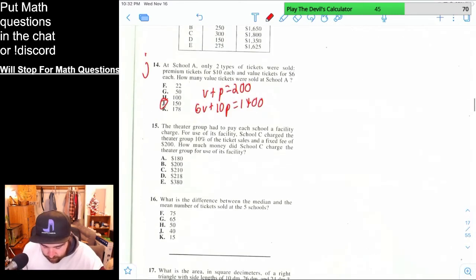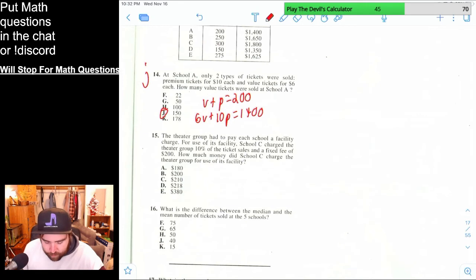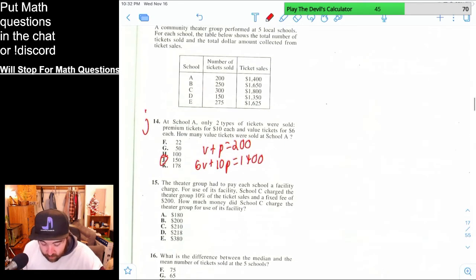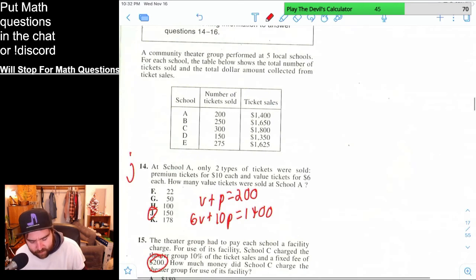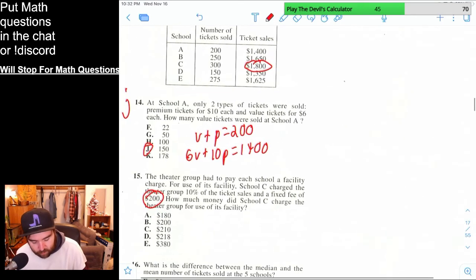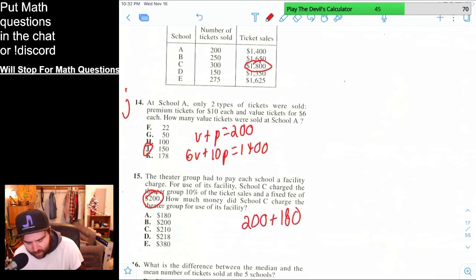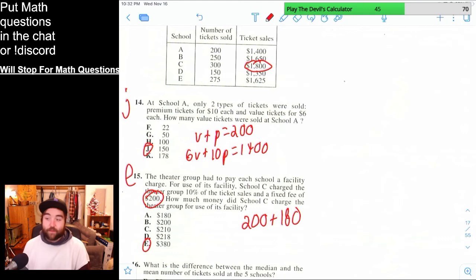All right, so we'll finish up these last 2 questions then. The theater group had to pay each school a facility charge for use of its facility. School C charged the theater group 10% of the ticket sales and a fixed fee of $200. Dang. How much money did School C charge the theater group for the use of its facility? So it's just $200 plus 10% of their ticket sales. The ticket sales was $1,800. So 10% of that is $180. So they charged them $380. Well, that was easy enough.